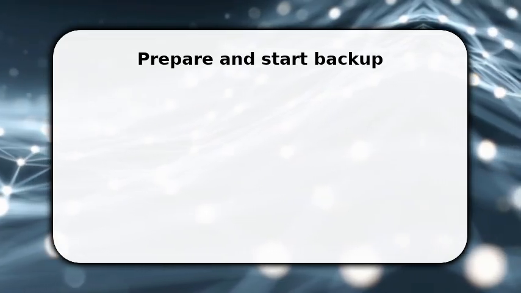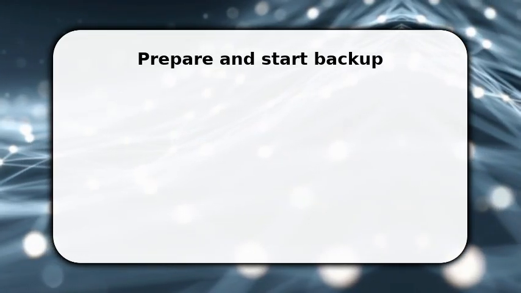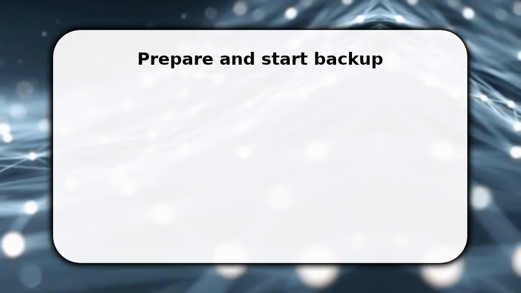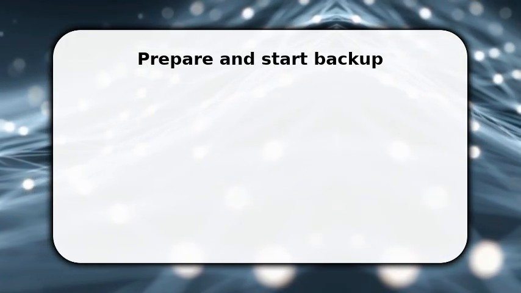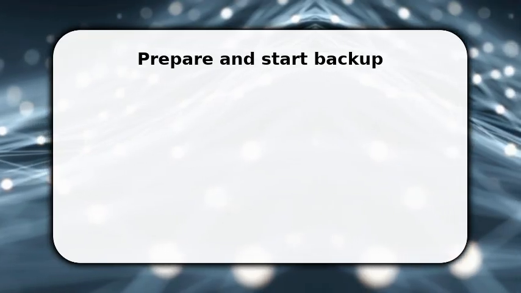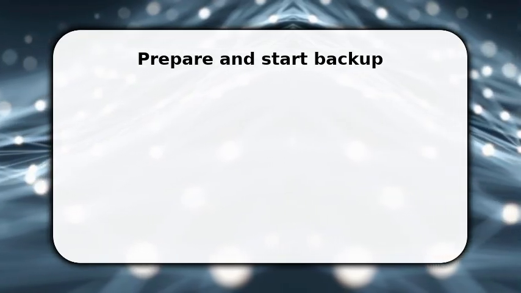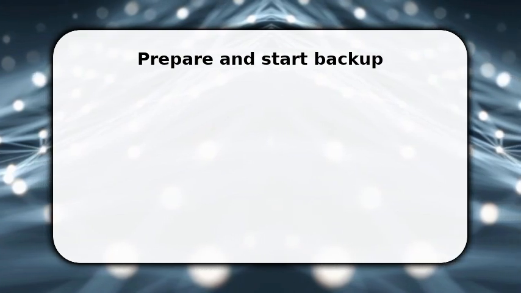Open WhatsApp on your old phone, go to Settings, Chats, Chat Backup, and tap Backup Now. Choose Google Drive or iCloud as needed. Make sure backups include videos if you want them. This step exports your message database so the new phone can restore it.